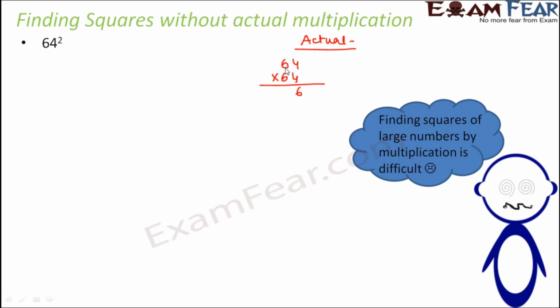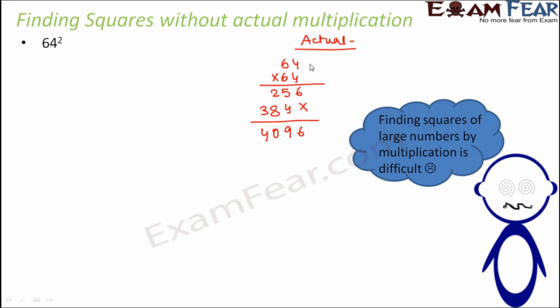So 4 into 4 is 16. 1 gets carried forward. 6 into 4 is 24. Plus 1, that is 25, so 256. Now 6 4s are 24. Again 2 is carried forward. 6 6s are 36. Plus 2, that is 38. So now you add both of these, it becomes 6, 9, 10, 4. So the result is 4096.